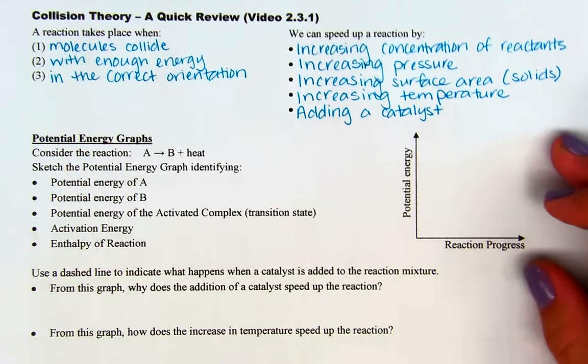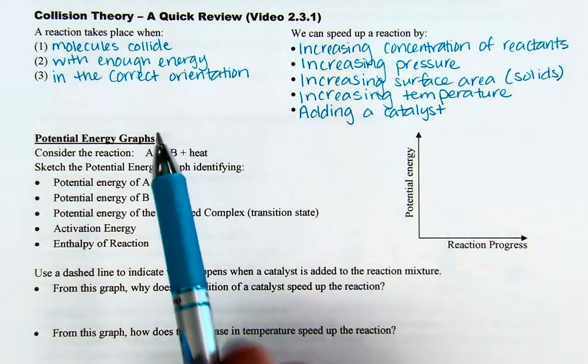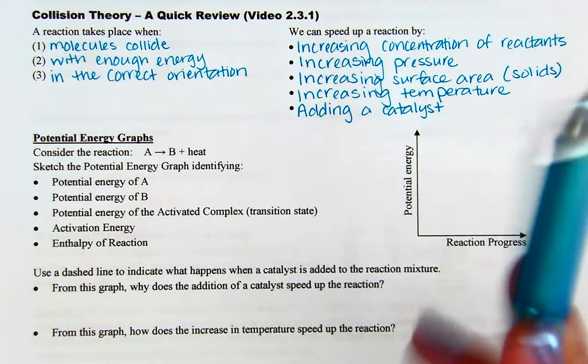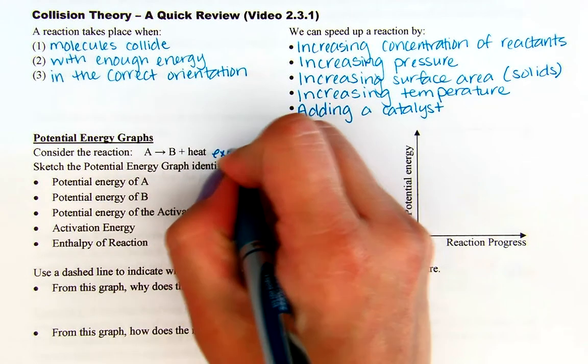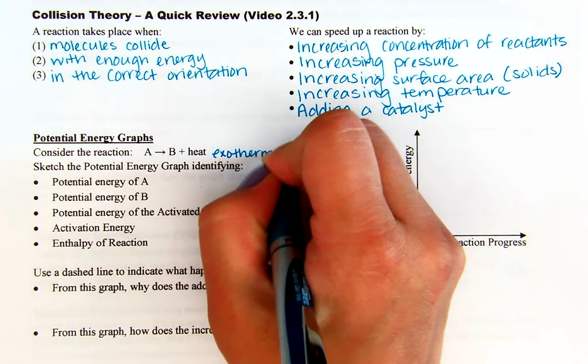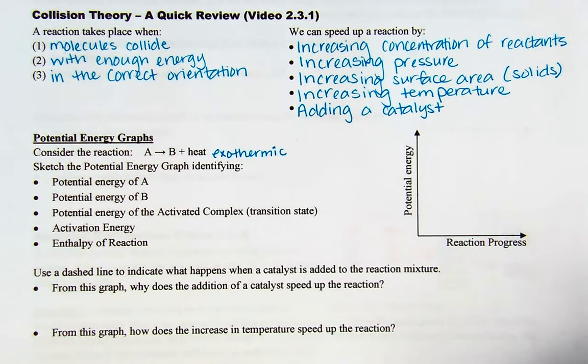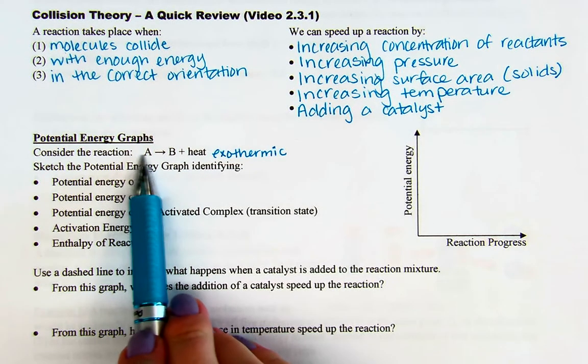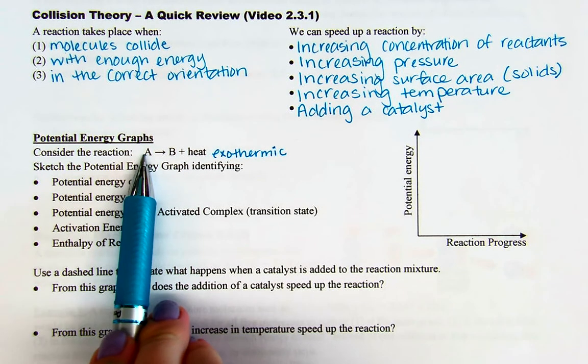So let's look at a potential energy graph. We're going to consider the reaction A goes to B plus heat. So this is going to be exothermic. Because heat is produced, it is exothermic. You're producing heat, you're giving off energy. If the heat was on the left side, if it was on the reactant side, that would be endothermic.